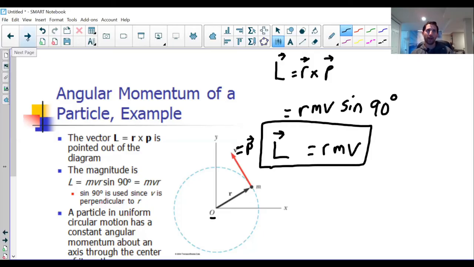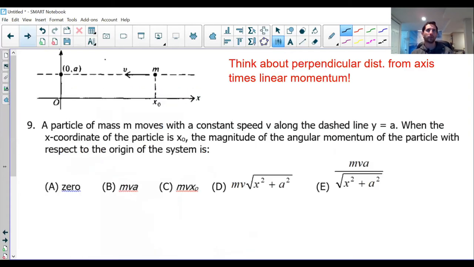Now, I want to look at a little bit more complicated example here, and this kind of thing does show up every once in a while on AP. Take a look at this one. It says, and this is actually from an AP test, a particle of mass m moves with a constant speed v along the dashed line y equals a. So you see it here. When the x-coordinate of the particle is x naught, that's here, the magnitude of the angular momentum of the particle with respect to the origin of the system is, and they give us choices.